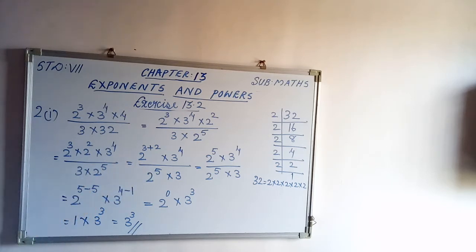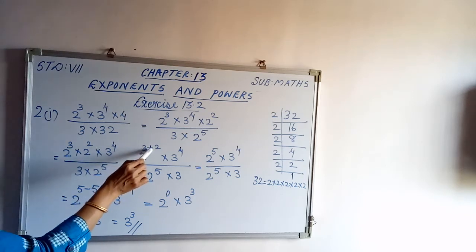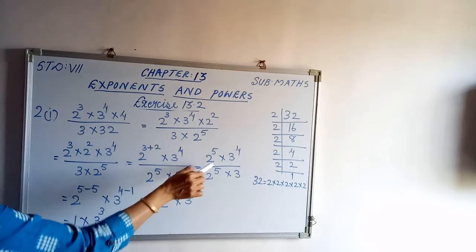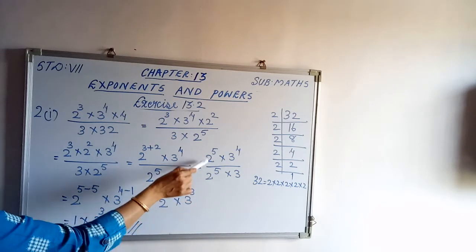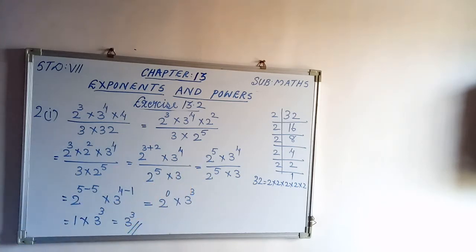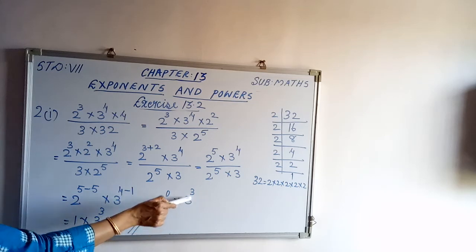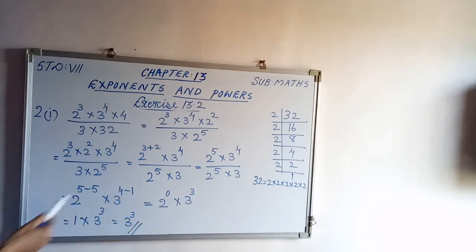Just change the order. Now here we get 2 raised to the power 5, 3 plus 2 is 5, as it is. Now same base, division, we can subtract the indices. 2 raised to the power 5 minus 5 multiplied by 3 raised to the power 4 minus 1. This is 5 minus 1, 5 minus 5 is 0: 2 raised to the power 0 multiplied by 3 raised to the power 3. 2 raised to the power 0: any integer raised to the power 0, we have already seen it is 1. So we get 1 multiplied by 3 raised to 3. So the answer is 3 raised to 3.